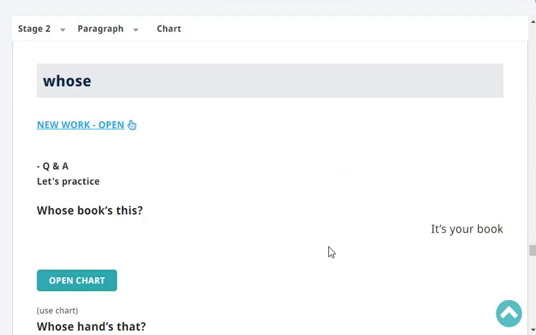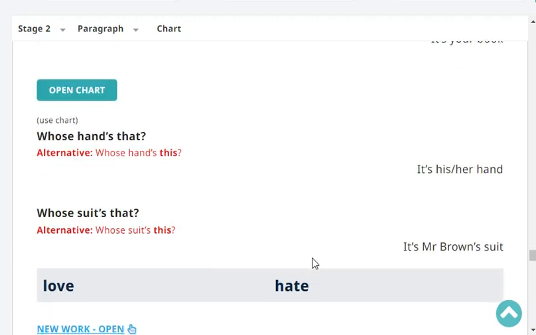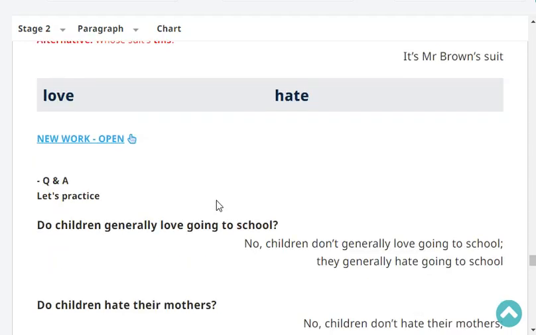Next. Whose book's this? It's your book. Very good. Whose hand's that? It's her hand. Whose suit is that? It's Mr. Brown's suit. Very good.